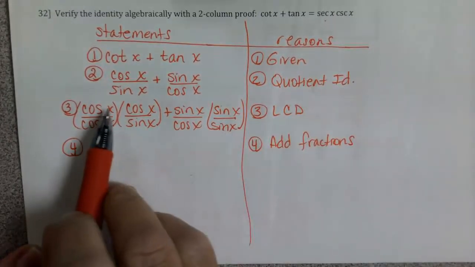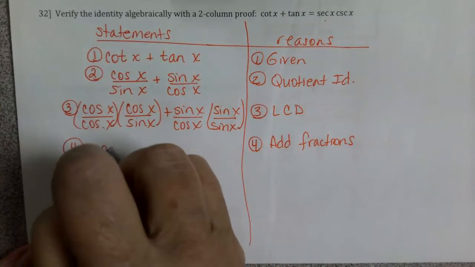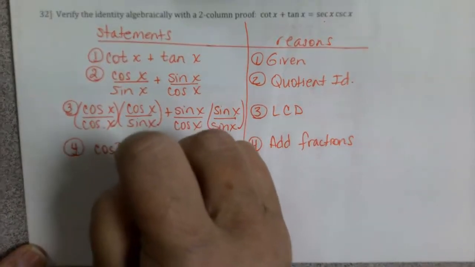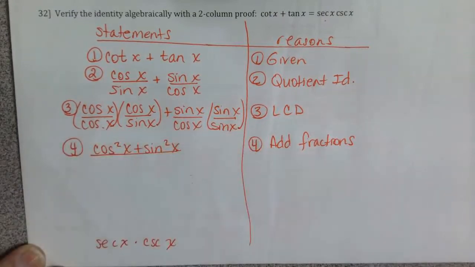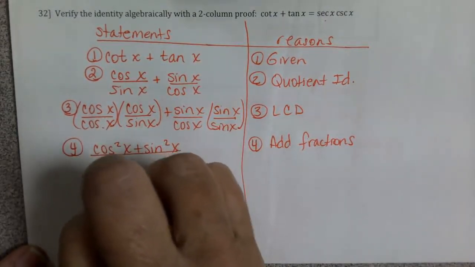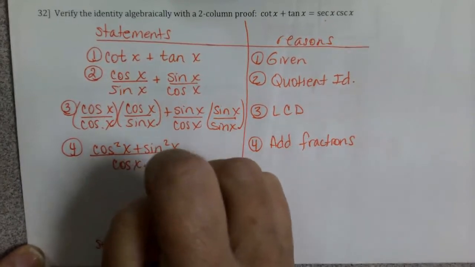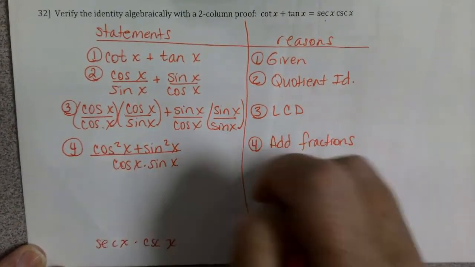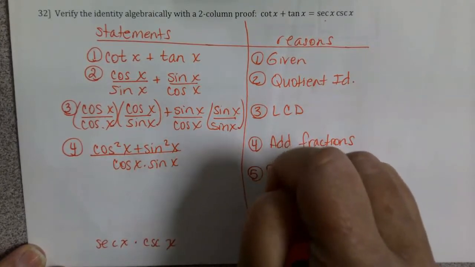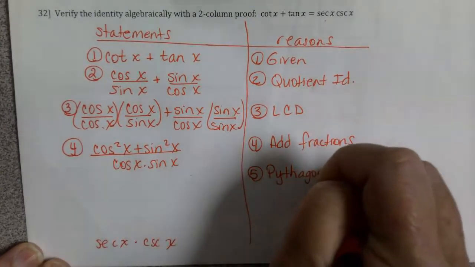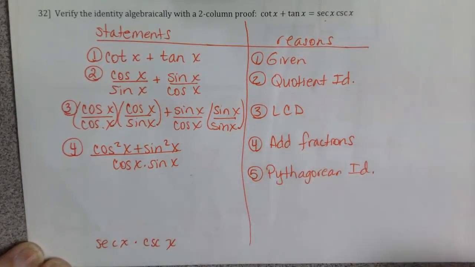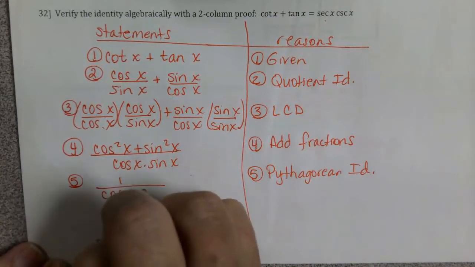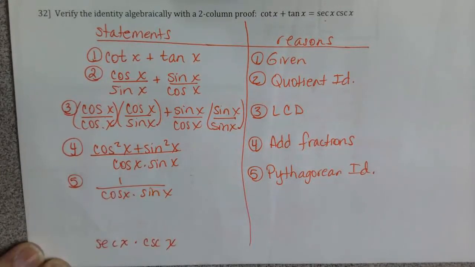So I add cosine times cosine is cosine squared, plus sine times sine is sine squared, and that's over my common denominator, cosine times sine. Sine squared x plus cosine squared x is 1 using a Pythagorean identity. So that leaves me with 1 over cosine of x times sine of x.